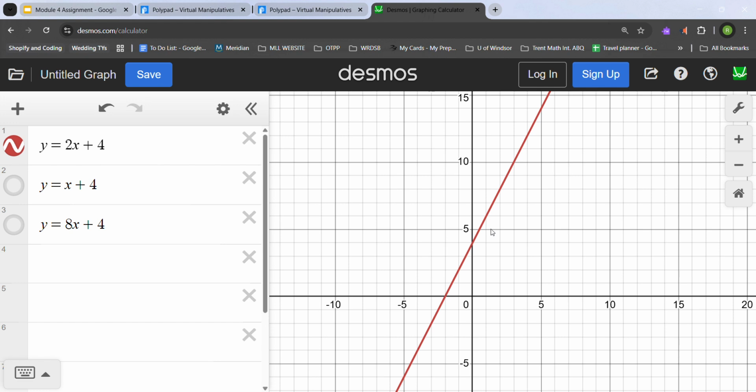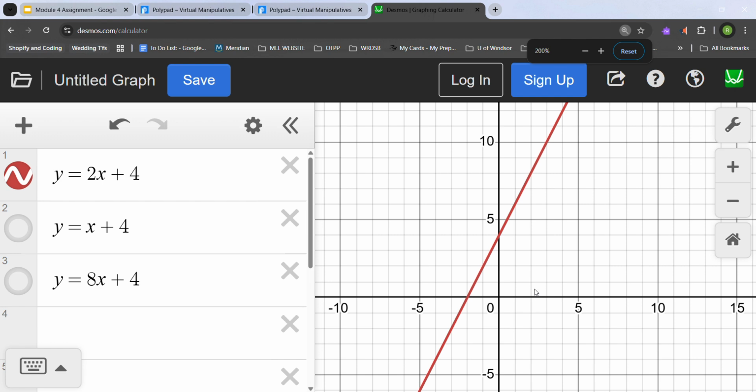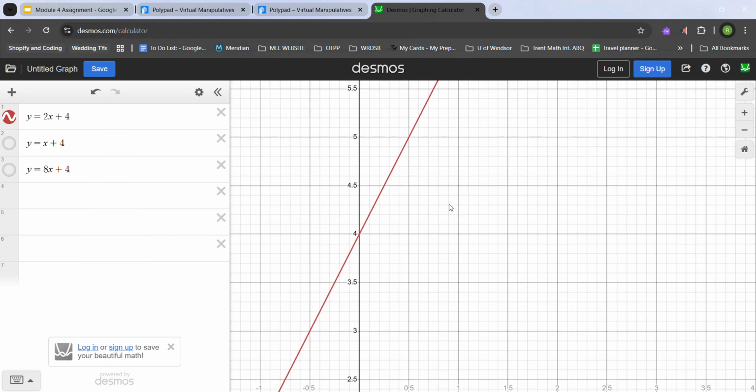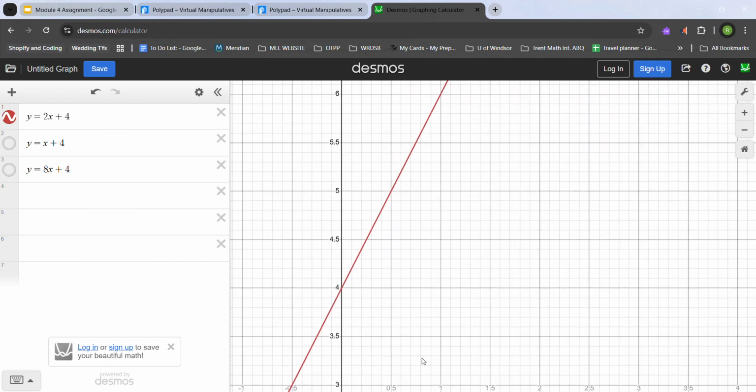So for each kilometer we traveled, so this is 0.5, this is 1, the price of the cab climbs $2. So this would be our rise, going up from 4 to 6, and our run would be how we went 1 kilometer.